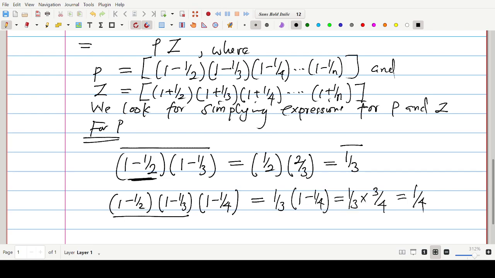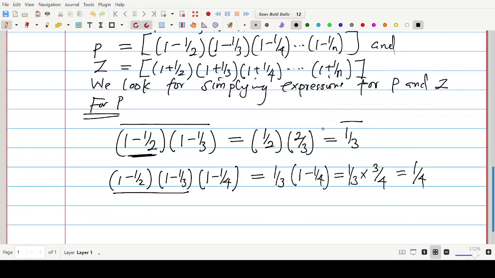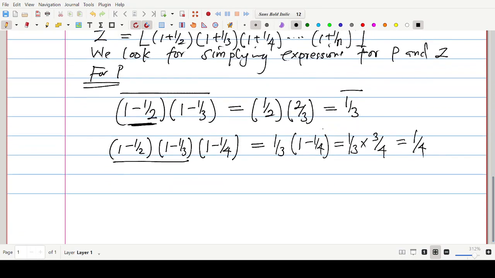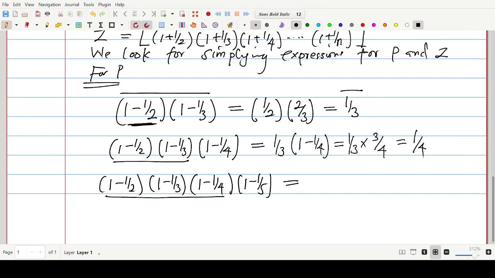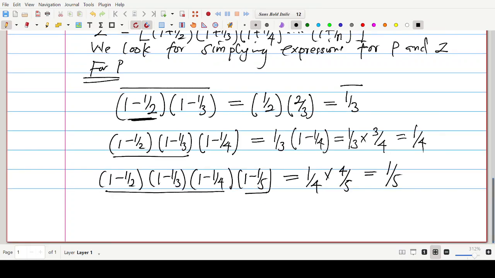So let's take one more term and see the pattern play out, whether we have a beautiful pattern. So we have (1 - 1/2) multiplied by (1 - 1/3) multiplied by (1 - 1/4) multiplied by (1 - 1/5). Let's see what will happen. Already the first three factors have a result of 1/4, so I can write 1/4 multiplied by 4/5, and we have our answer as 1/5. So in general, we can extrapolate to the result.